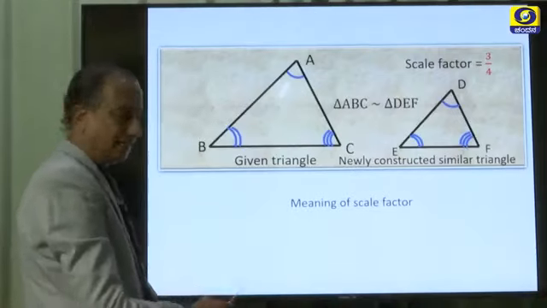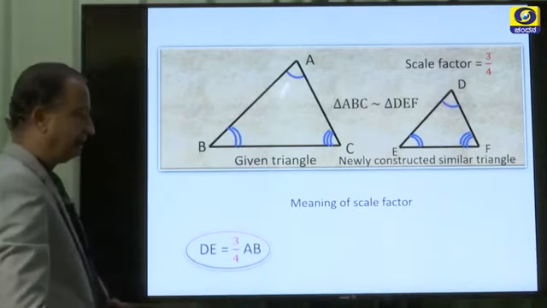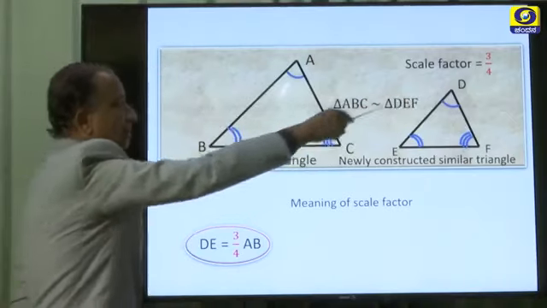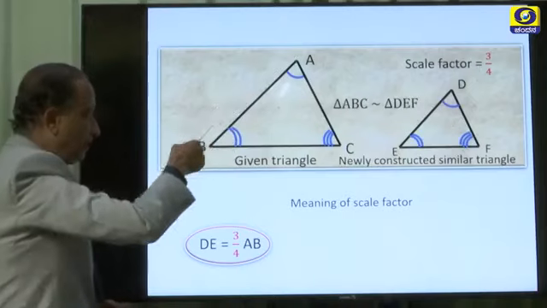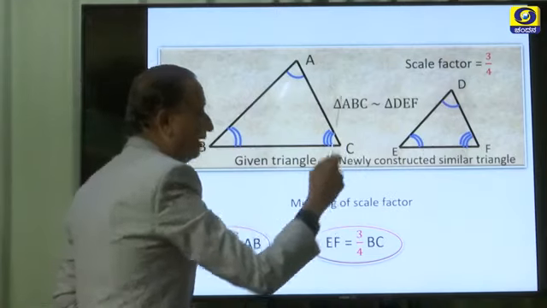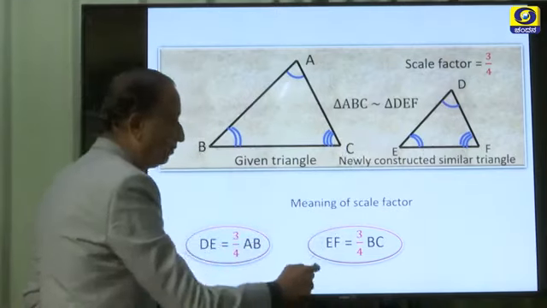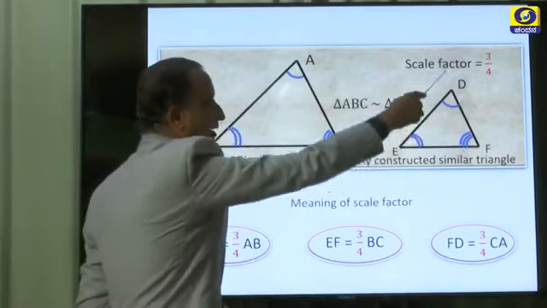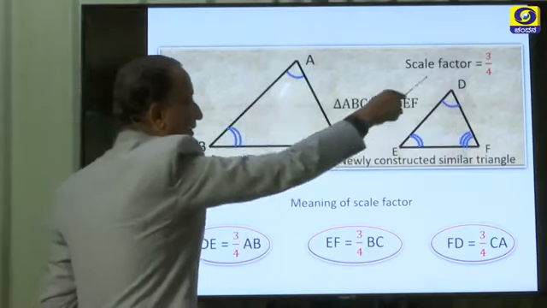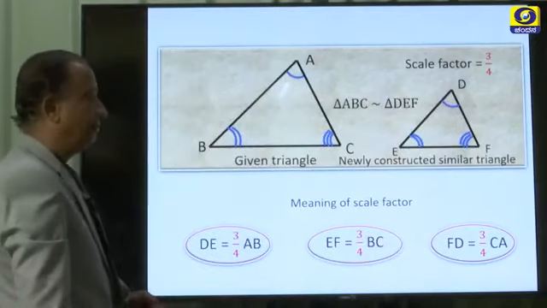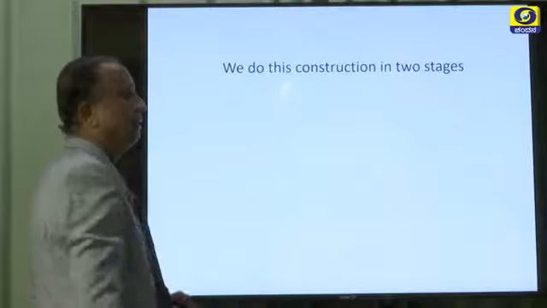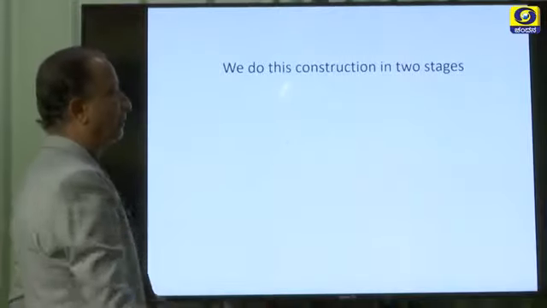So, let us try to understand what is the meaning of scale factor. Now DE corresponds to AB, so the length of DE must be 3/4 of this side. Okay. EF corresponds to BC, the length of EF must again be 3/4 of BC. It is needless to say that the third side should also correspond to this, and the length of DF must be 3/4 of AC. So this is the meaning of scale factor. With this information, we can now venture into the construction of the triangles.